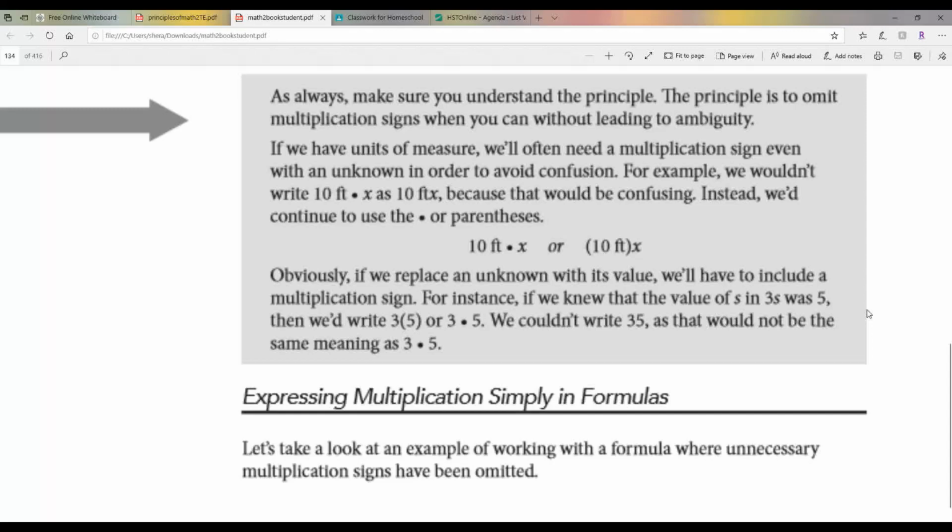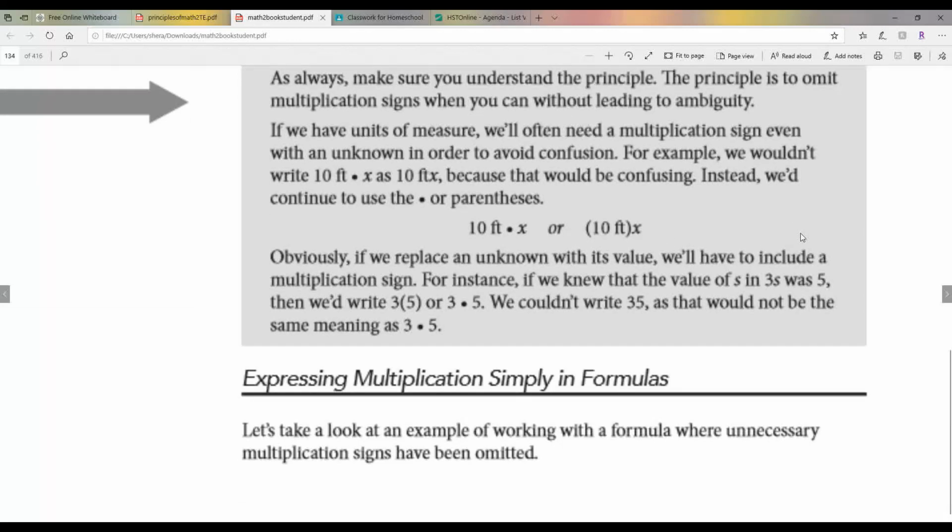Ambiguity. It's kind of a big word. If we have units of measure, we'll often need a multiplication sign, even with an unknown, in order to avoid confusion. For example, we wouldn't write 10 feet times x as 10 feet x, because that would be confusing. Instead, we'd continue to use the dot or the parentheses. And there it shows you right there how you would do that. So sometimes you just have to use your mind as to what would be the best.